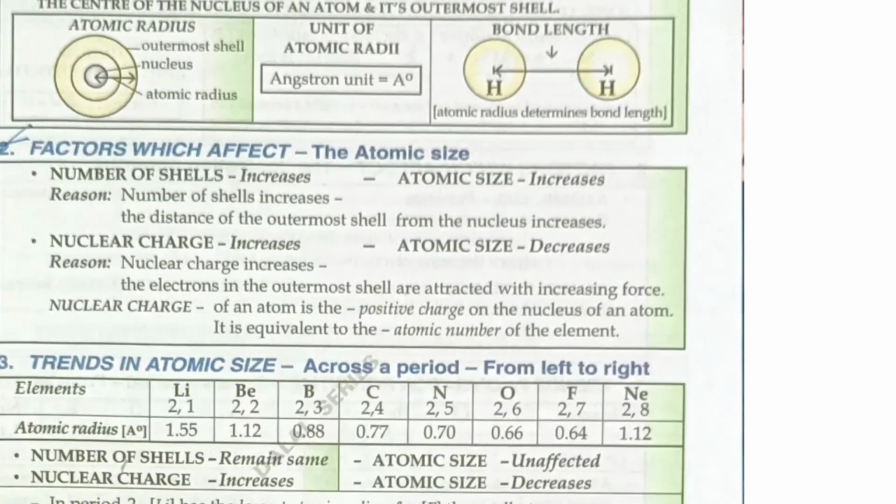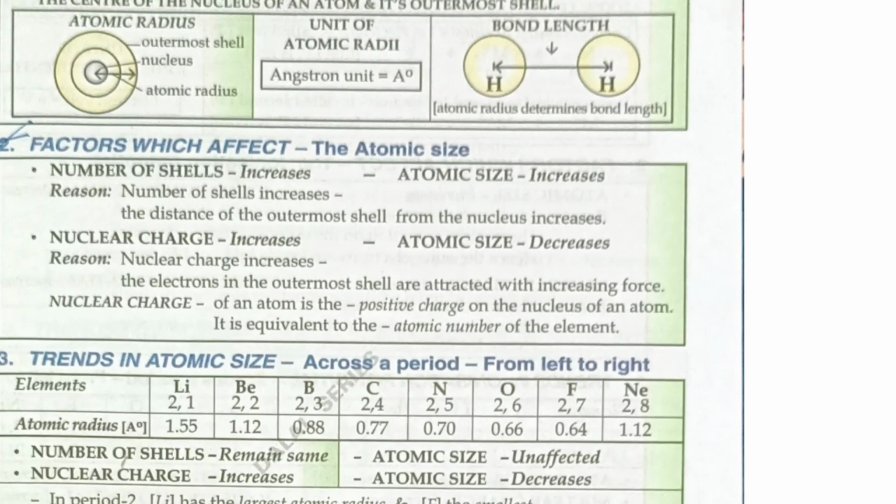Factors which affect atomic size. First, the number of shells. As the number of shells increases, atomic size increases, because the distance of the outermost shell from the nucleus increases. If we consider the example of lithium and sodium, lithium has atomic number 3 and electronic configuration 2, 1, so only two shells are involved. Sodium has atomic number 11, so 2, 8, 1, and the outermost electron is in the third shell. So the shell is increased and therefore the atomic radius is also increased.